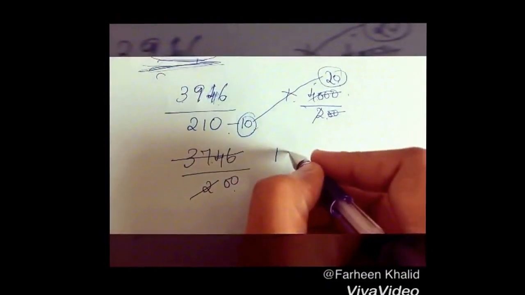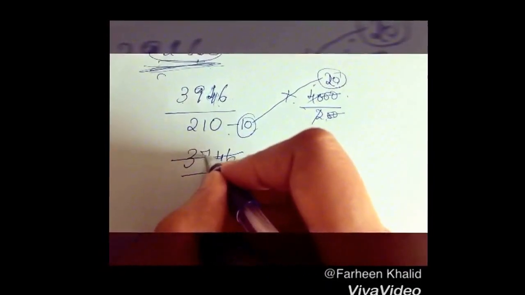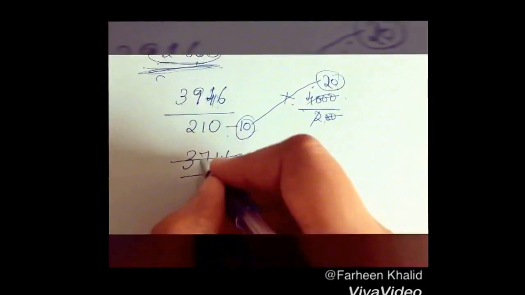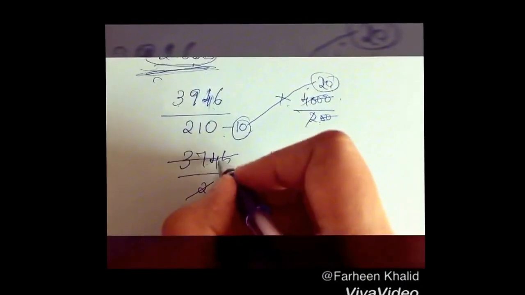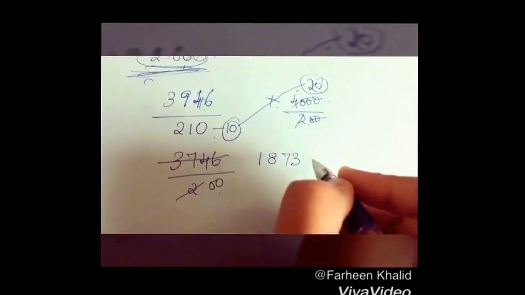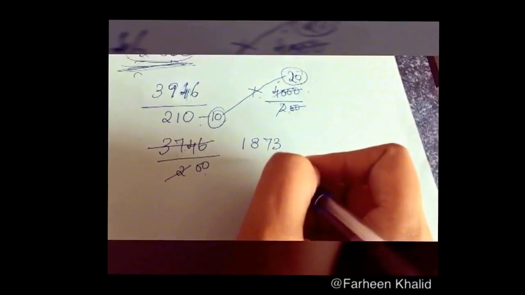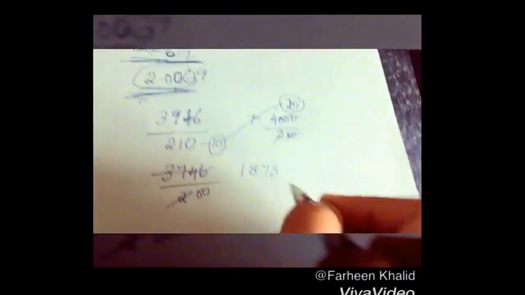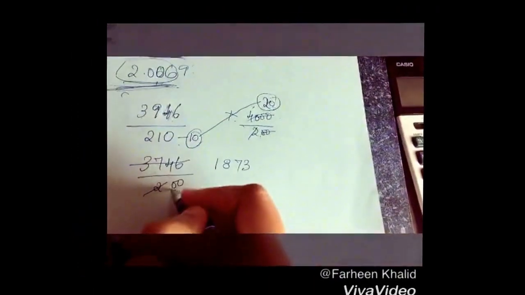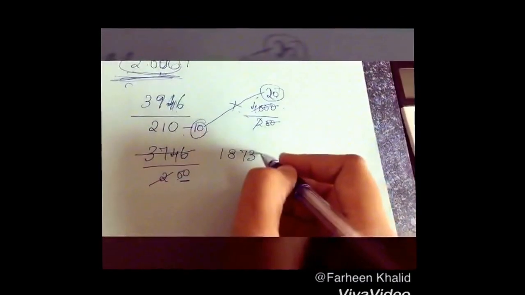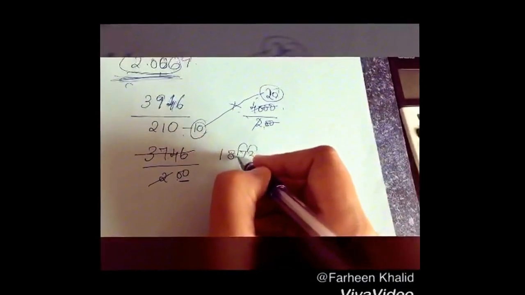Then you have 2 times, so you carry the 1 here, it becomes 2 times 8 is 16. Again you carry a 1, it becomes 2 times 7 is 14, plus 1 is 15, and then you have 2 times 3 is 6. So 1873 is your answer here, okay, 1873. And you had ignored the 0 here, so it should be 18.73.